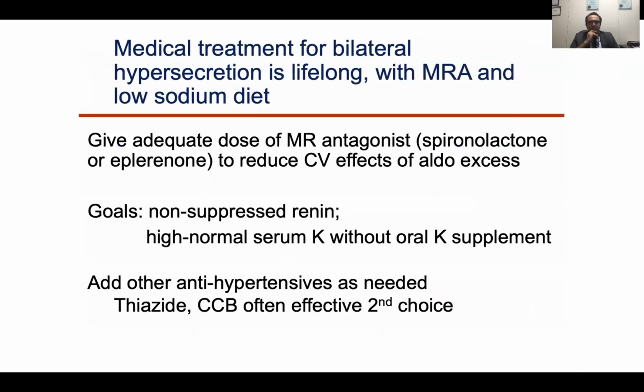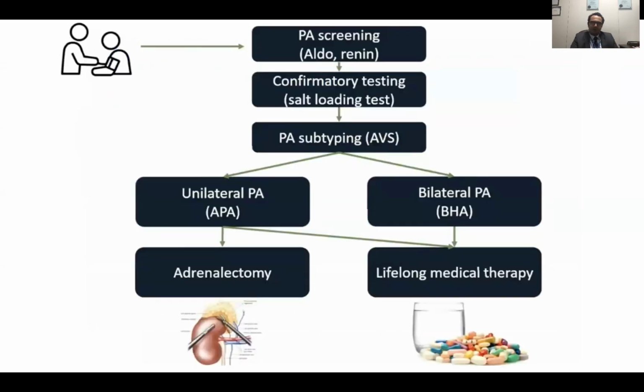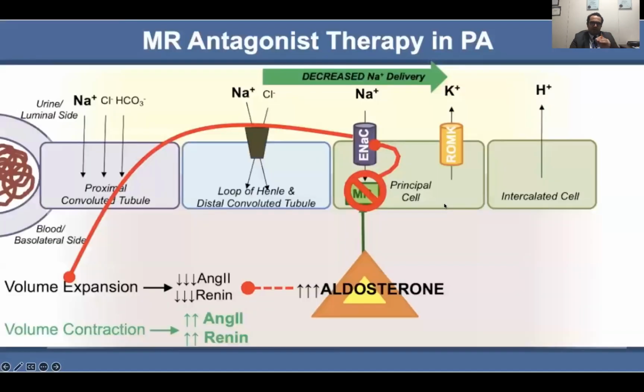So the mineralocorticoid medical treatment is basically we give mineralocorticoid receptor antagonist, eplerenone or spironolactone to reduce the CV effects of aldosterone. Non-suppressed renin is the goal, and normal potassium is the goal. Then, because of the increased ECF volume, thiazide works very well, and calcium channel blocker as a second drug. So this is to summarize primary aldosteronism: screening by aldosterone and renin, confirmatory test done, then PA subtyping by AVS or by CT scan, whether it is APA or BHA.